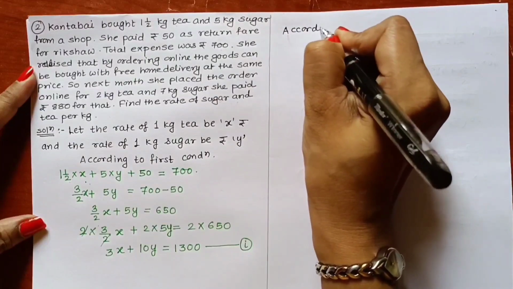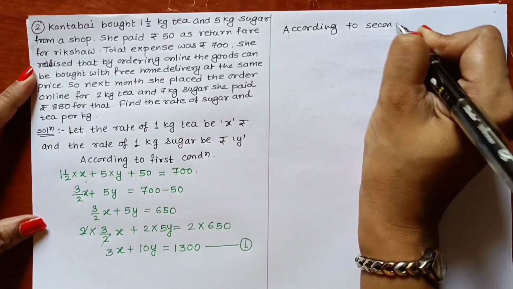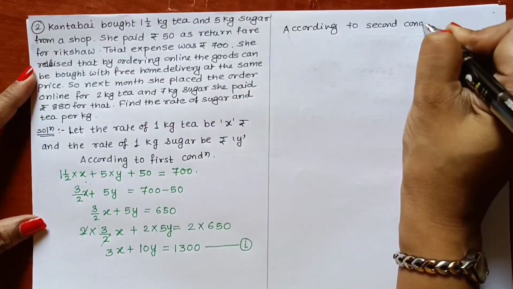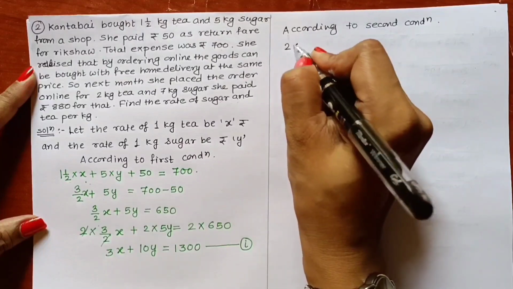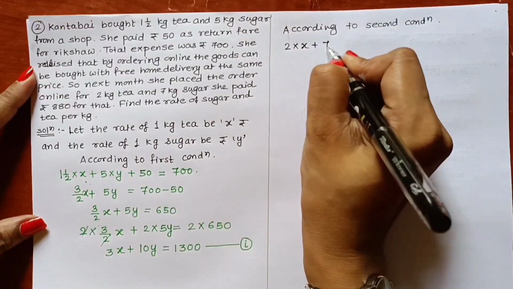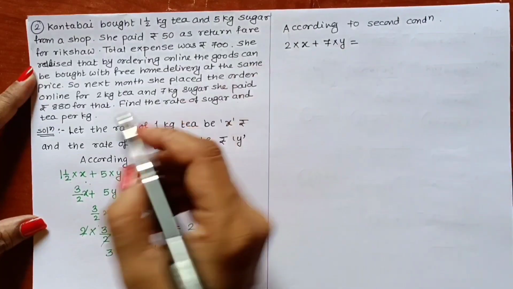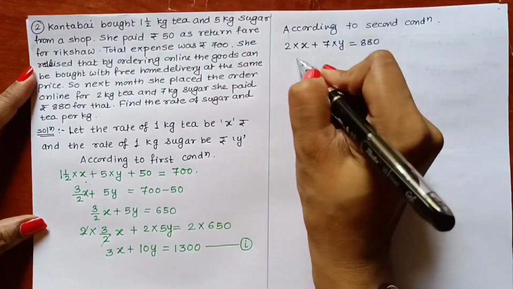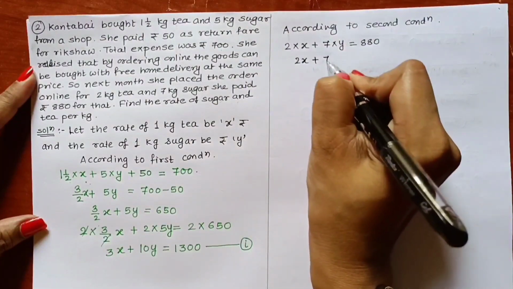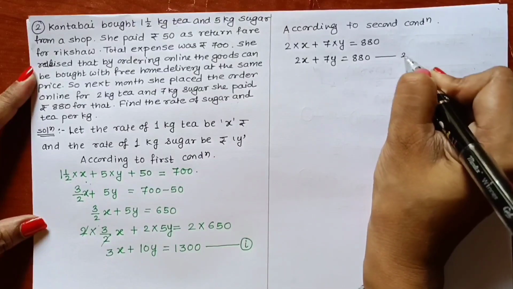According to the second condition, 2 kg tea means 2 into x, plus 7 kg sugar, that means 7 into y, and in total she has to pay 880. That means 2x plus 7y is equal to 880. This will be our equation number 2.